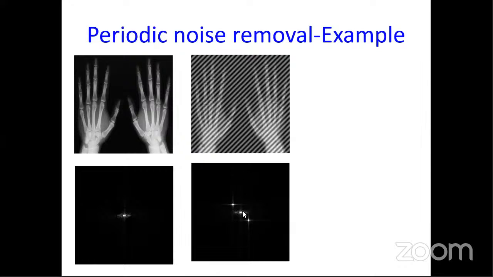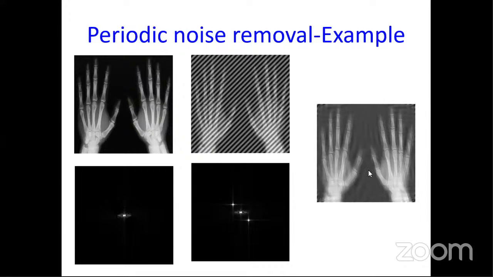So in our power spectrum, if you are able to observe additional 2 peaks, then very well you can say that these 2 peaks correspond to a sinusoidal interference. If you remove these bright spots, then you will be able to get an image like this. So this we call denoising.